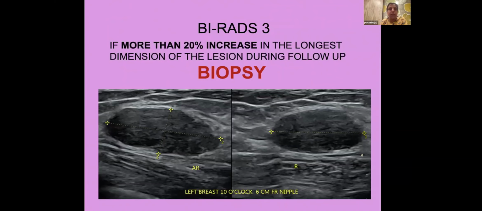However, during the period of follow-up, which we are going to do at 6 months, 12 months, we can skip 18 months if there's no change and move on to 24 months. So we've done at least 3 follow-ups for this lesion and there is no change. We can downgrade this to a BI-RADS 2. However, if there is more than a 20% increase in the longest dimension of the lesion during follow-up, it becomes a BI-RADS 4 and you have to biopsy this lesion even if it looks benign on ultrasound.